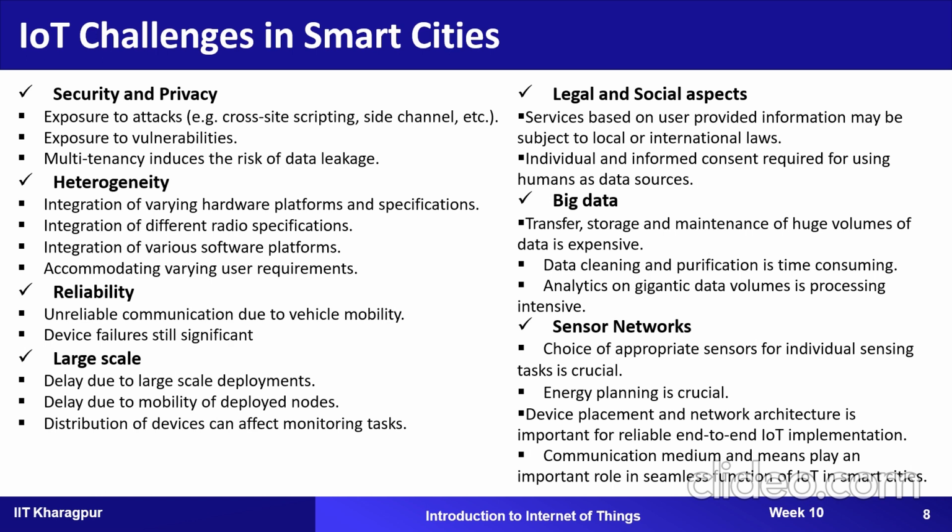Then energy planning is crucial. Device placement and network architecture are important for reliable end-to-end IoT implementation. The communication medium and means play an important role in the seamless function of IoT in smart cities.